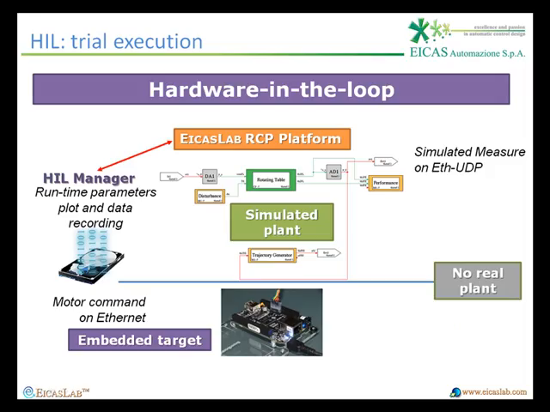So, during the trial execution, the plant is simulated by the EICASLAB RCP platform and computes the simulated measures. The user-desired trajectory and the runtime parameters are fixed by the user in the EICASLAB project. Measures and parameters are sent from the EICASLAB RCP platform to the BeagleBone Black hardware as Ethernet packets. The BeagleBone Black hardware runs the control routines and computes the command, and the command is sent back to the EICASLAB RCP platform by the same Ethernet link.